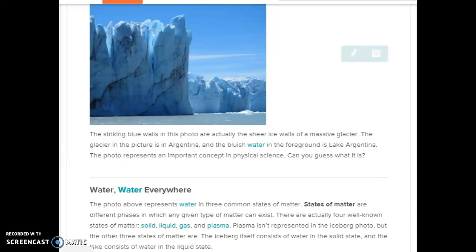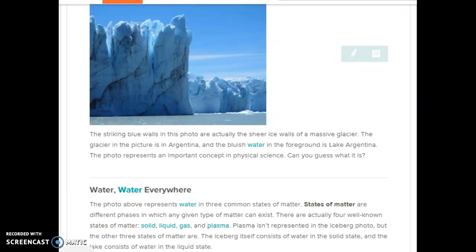Today we're going to be doing a little introduction to the four states of water. States of matter is another way of putting this. So we're going to go ahead and start by looking at the picture above. Living in South Dakota, we're able to connect this pretty easily with our life out here.